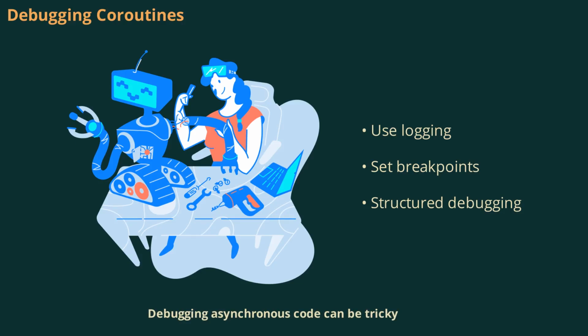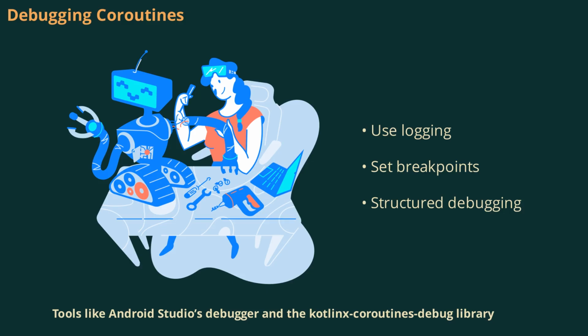Debugging asynchronous code can be tricky, but Kotlin Coroutines provide tools to help. You can use logging, breakpoints, and structured concurrency to trace coroutine execution and find issues. Tools like Android Studio's debugger and the Kotlin Coroutines debug library make it easier to see what's happening under the hood.